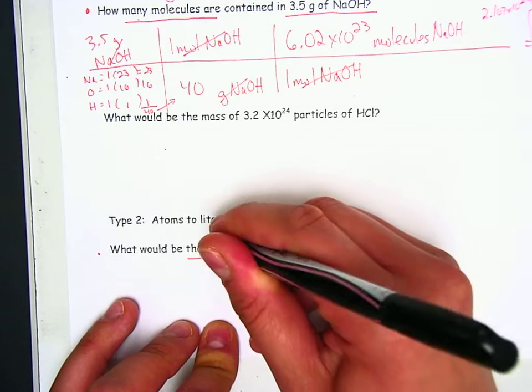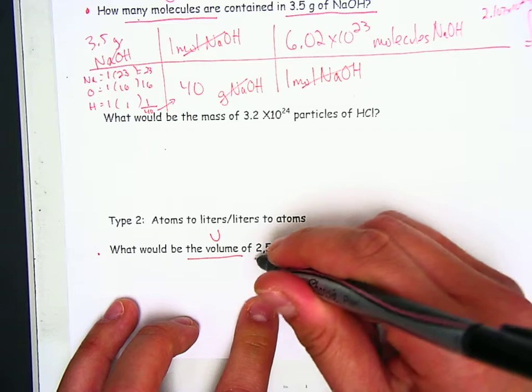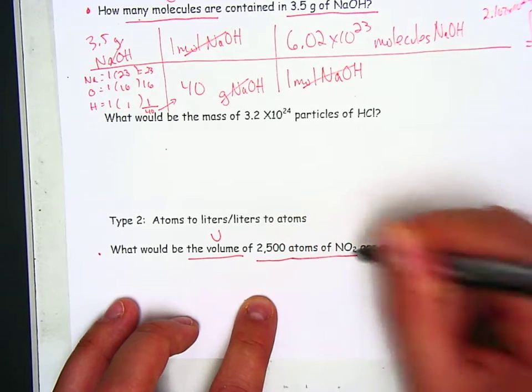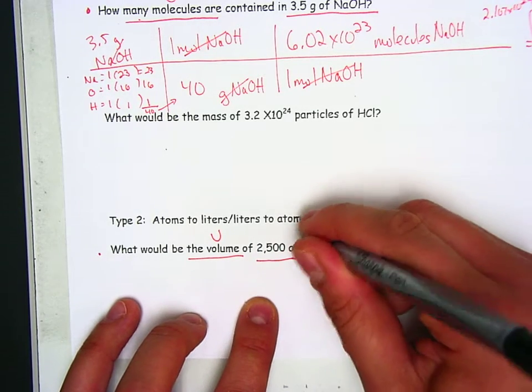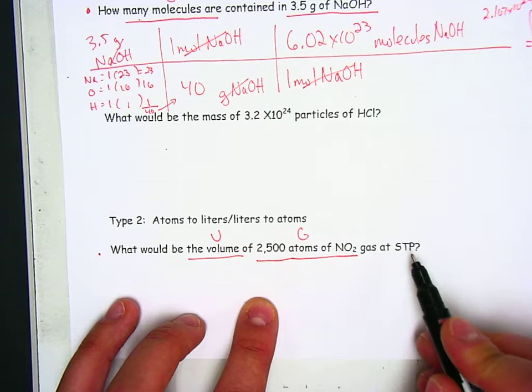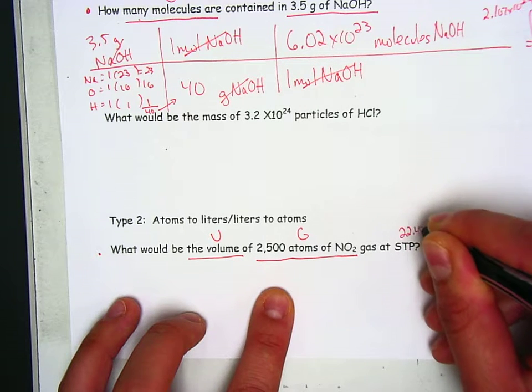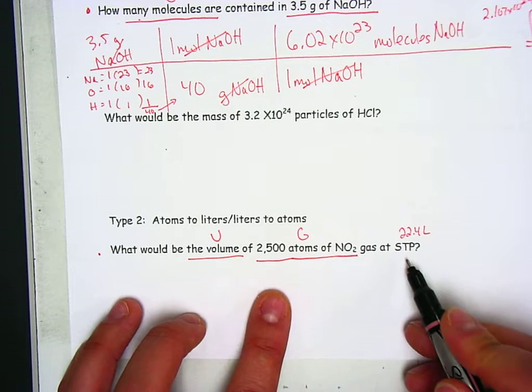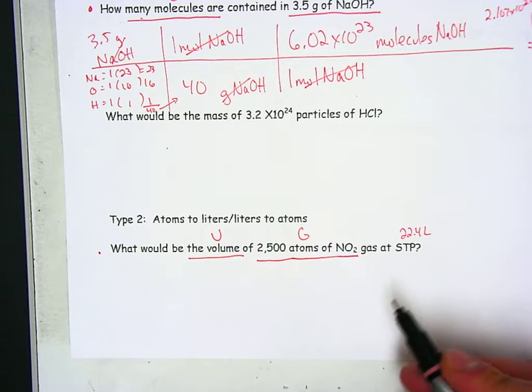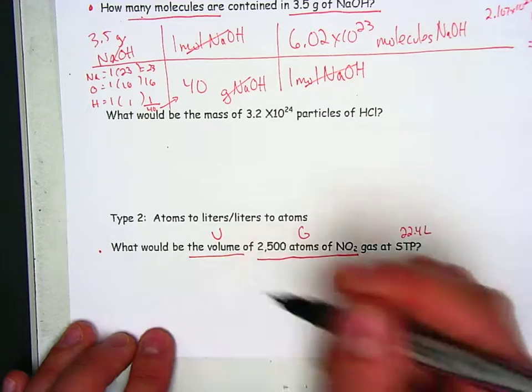So volume is going to be our unknown. If you have 2,500 atoms of nitrogen dioxide, NO2, so that's your given. Don't worry about the STP thing. The STP means just we know that for every 1 mole you have 22.4 liters. Okay, that's just a little extra info that we don't necessarily need for the problems we're doing here.